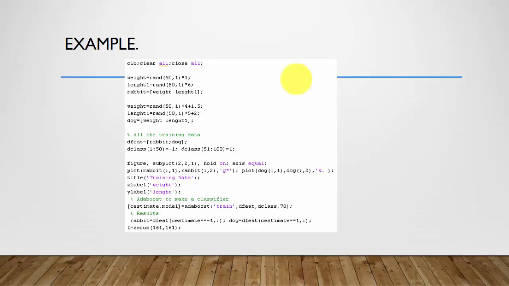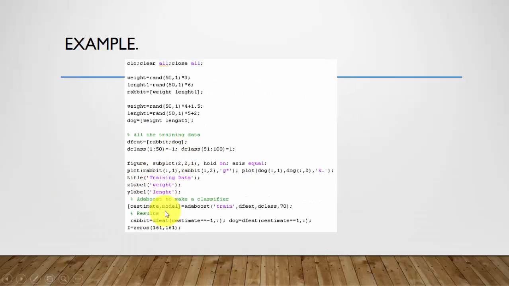Okay, we made an example. This example is about classifying two kinds of animals, in this case rabbits and ducks, according to length and weight. We create some new random variables, but with a little restriction, for the rabbits and for the dogs. Then we plot, we graph the data here, and finally, this is the training data.